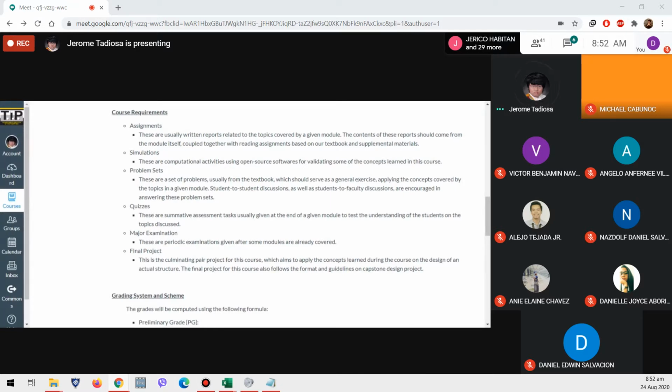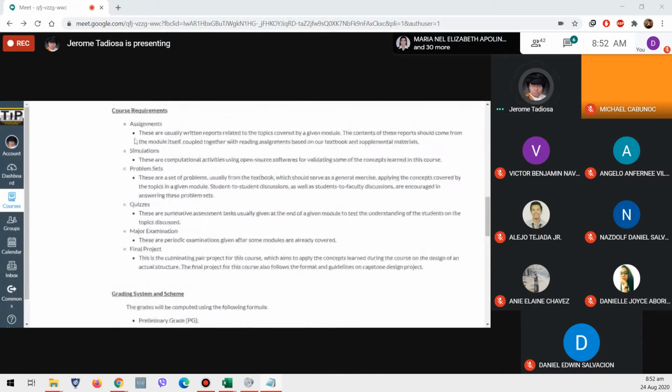Since some of the concepts in structural steel design are a bit hard to explain without physical demonstration, there will be some simulations that we will do. So we will be using some open source software for validating some of the concepts learned in this course. Particularly in analysis and design of members, we will be doing some simulations.